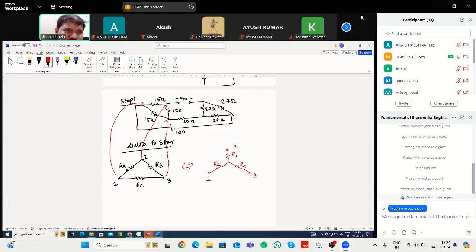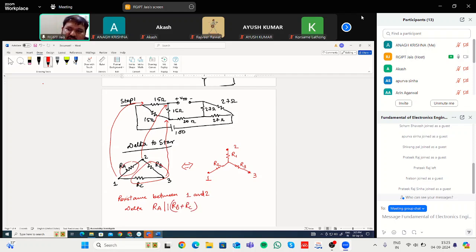Then let us first find out what is the resistance between terminals 1 and 2. If you see this circuit, what is the resistance between terminal 1 and 2? In the delta circuit, what is the resistance between 1 and 2? That is RA. Okay. So this part and this part are in parallel. So the resistance between terminals 1 and 2, when you are considering the delta configuration, will be RA in parallel to the series connection of RB plus RC.